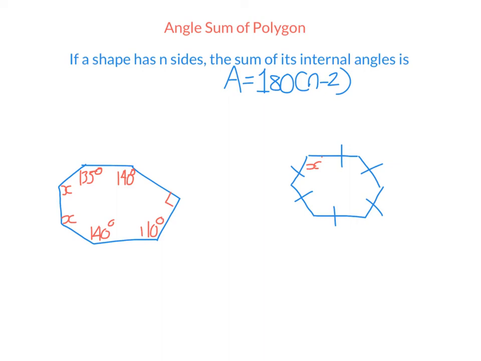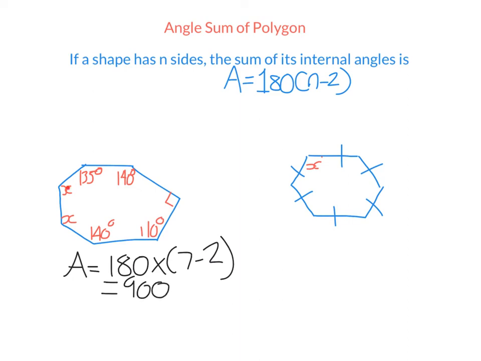So we can use that to find unknown angles. So let's look at this shape here. This shape has 7 sides. So that means all of the angles inside the shape will add up to 180 times 7 minus 2, which is 900. So because I know what the angles need to add up to, I can find what x adds up to really easily. So 140 plus 110 plus 90 plus 140 plus 135 gives me 615.